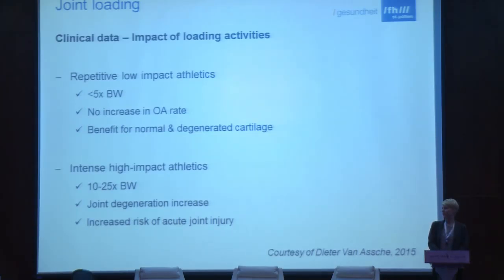If we now put this into some clinical data, what is good joint loading and what is not so good joint loading, we know that repetitive low impact athletics is described at 5 times body weight or lower. There we have no increase of the progression to OA, and also the OA rate is decreased. And this is beneficial for the normal cartilage and for the degenerated cartilage, which we will find in most of our patients after ACL, for example. On the other side, we know that intense high impact athletics will lead to an increase of joint degeneration. It's about 10 to 25 times the body weight, and in addition to the increased risk of joint degeneration, we find also an increased risk of acute joint injury.